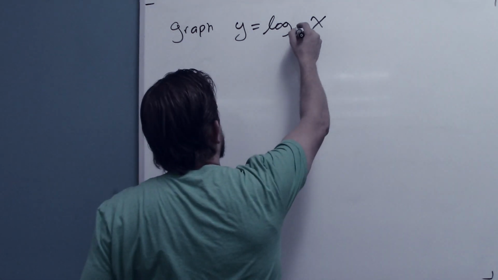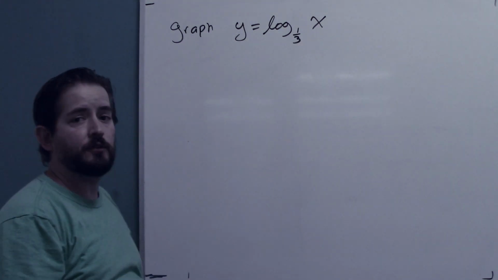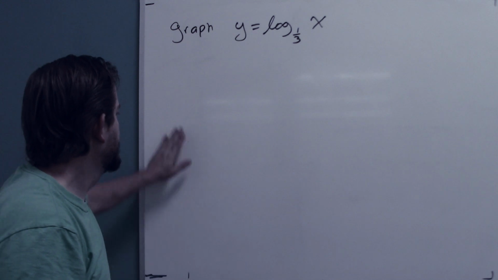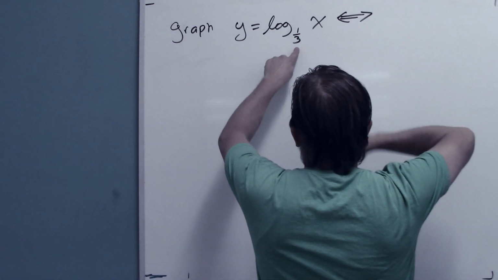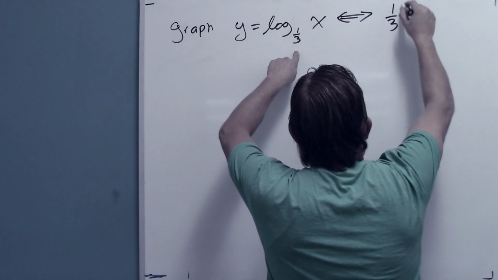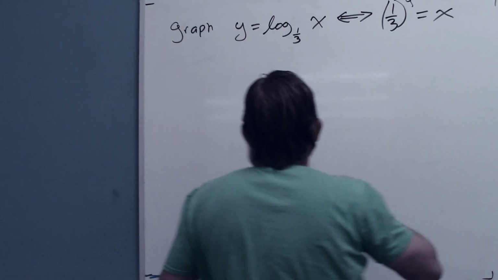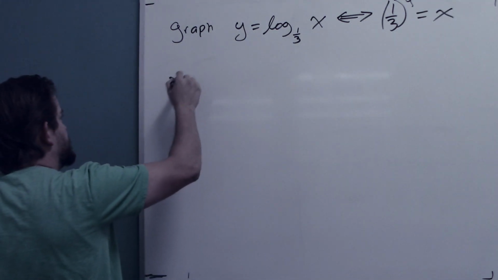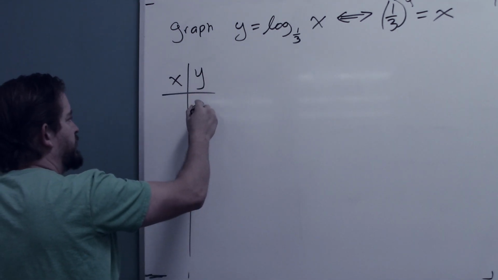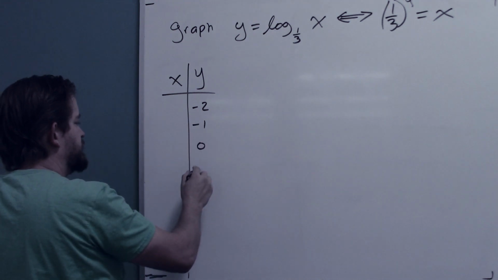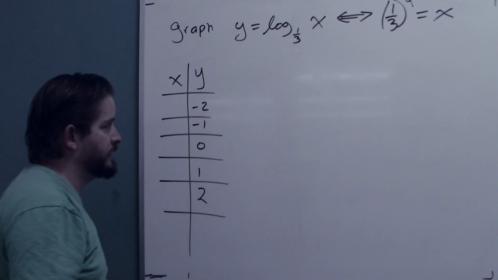Let's now look at the log, say, base 1/3 of x. See what happens when my base is a fraction that's less than 1. Right? Well, again, I can rewrite this as the base 1/3 to the y is equal to x. So again, I'll find some x, y values. I'm treating x as a function of y, so I'm going to plug in, say, -2, -1, 0, 1, and 2 for y, and figure out my associated x value.